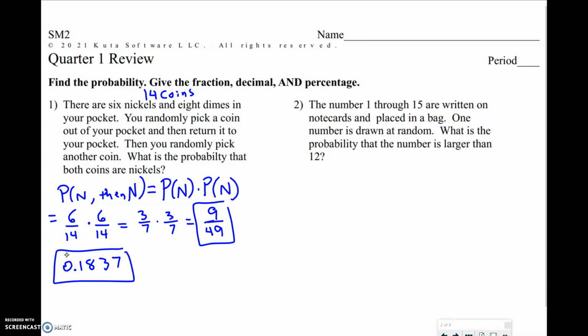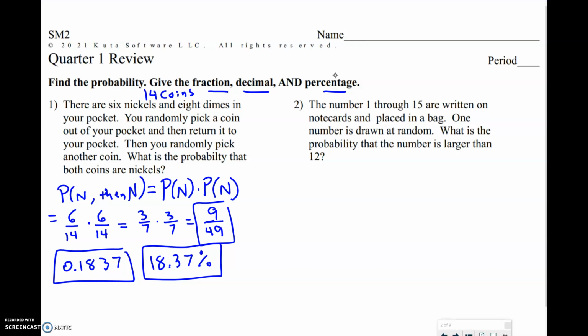For my percent, I will just take my decimal answer and multiply by 100, and then it will be rounded to the nearest tenth. So 18.37% is my percent answer. I needed a fraction, a decimal, and a percent. Okay, problem number 2. Numbers 1 through 15 are written on note cards and placed in a bag.